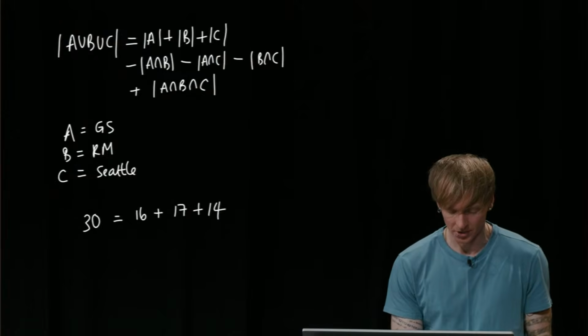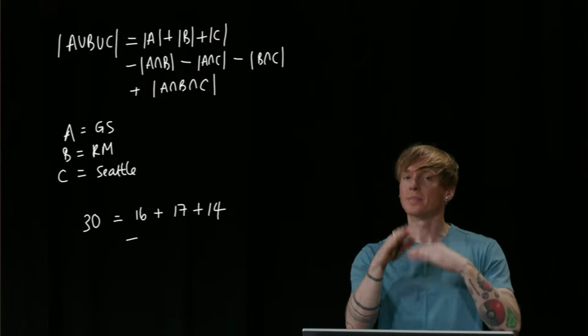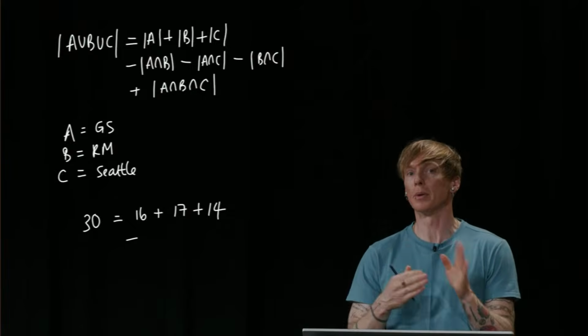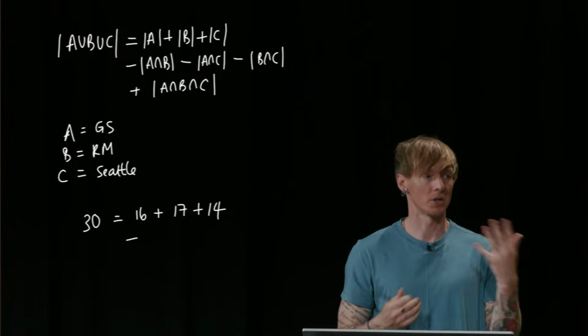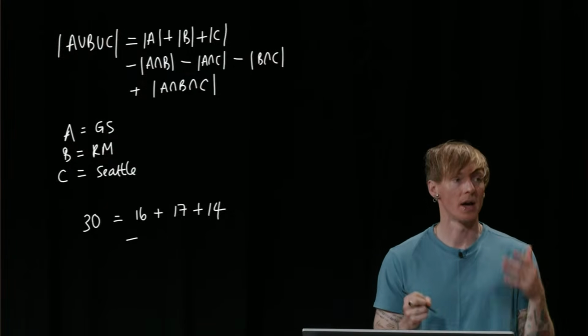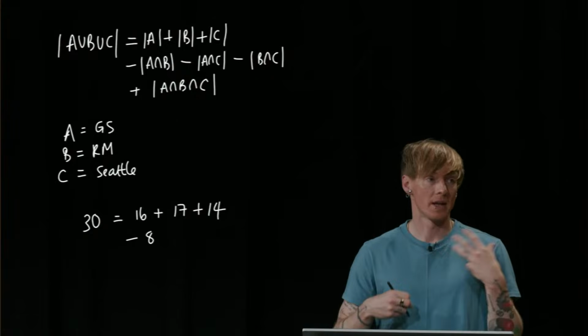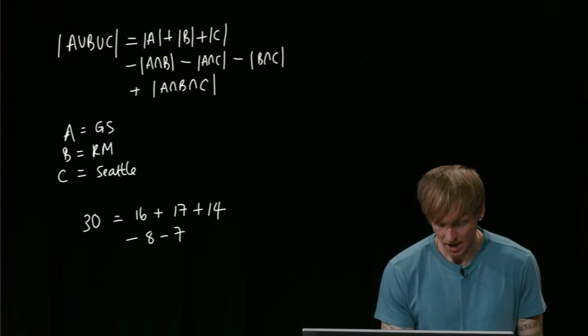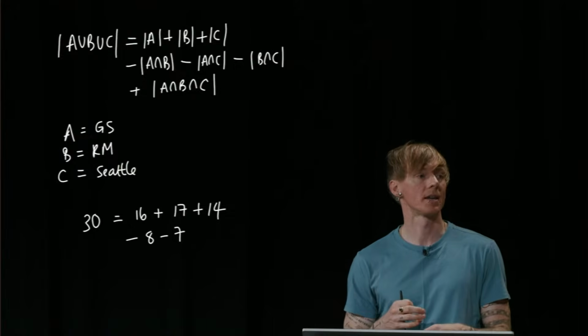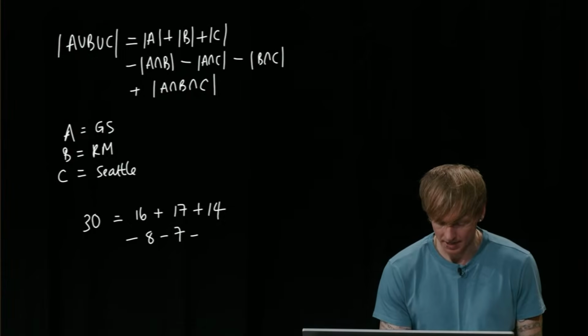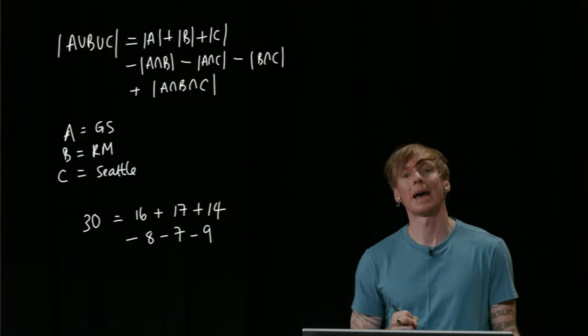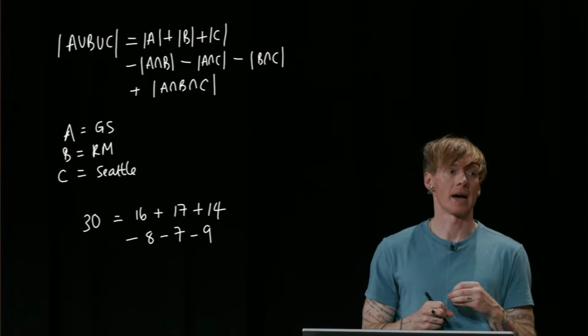Then we were told the number of students that support 2 teams. So we were told that 8 support Golden State and Real Madrid. So we take away 8. We were told that 7 support Golden State and Seattle, and 9 support the final pair of Seattle and Real Madrid.